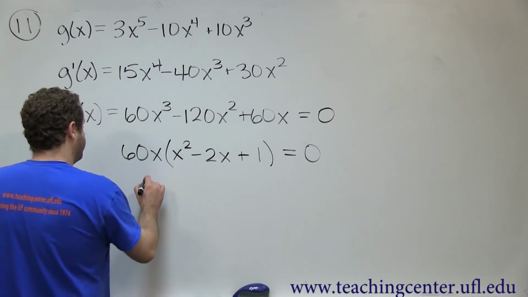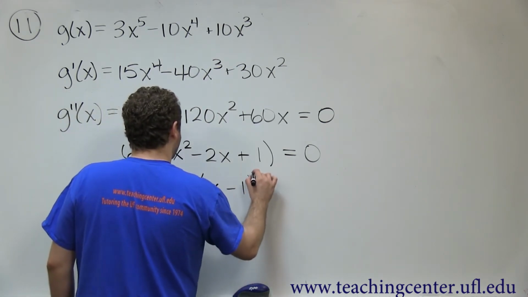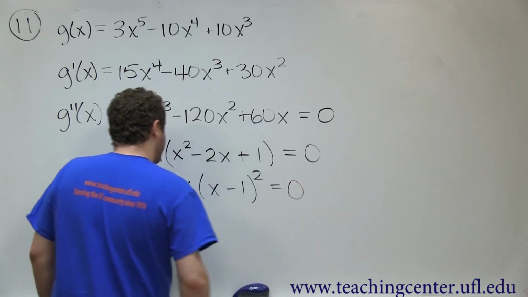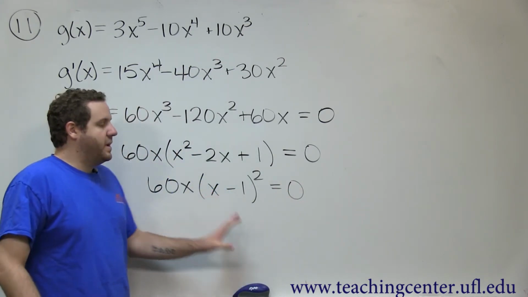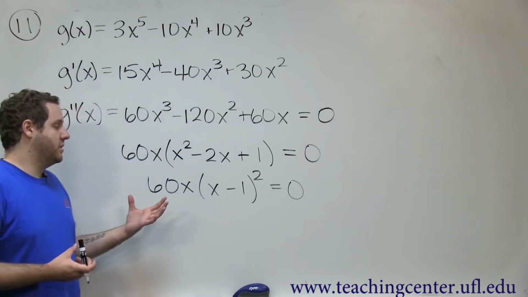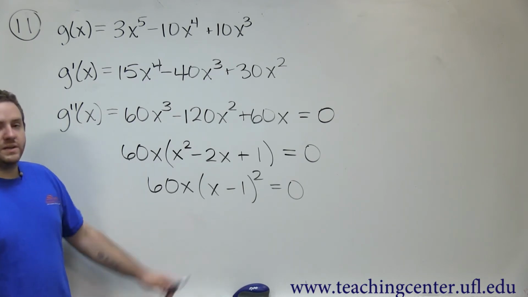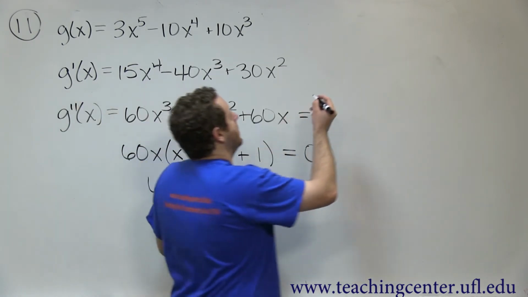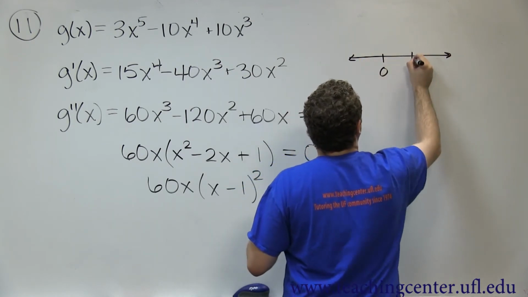That can be factored even further because that's just x minus 1 times x minus 1. In other words, x minus 1 squared. So now that we have this as factored as possible, we can solve this pretty easily. Where could this be 0? Well, if x was 0, this would be 0, or if x was 1. So on our number line for the second derivative, we're checking 0 and 1.